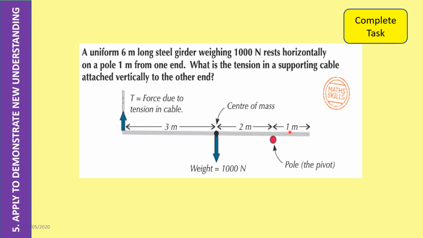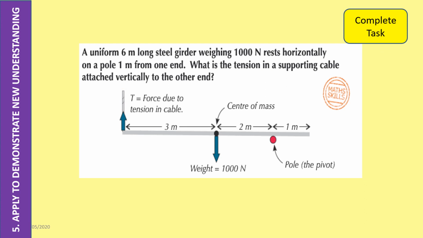6 meters long, and it's resting on a pole. So this pole is the pivot and it's going away from you into the page or into your screen. Then here you have the weight acting in this direction, and it would pull the beam, the girder, that way, but there is a cable here holding it up.